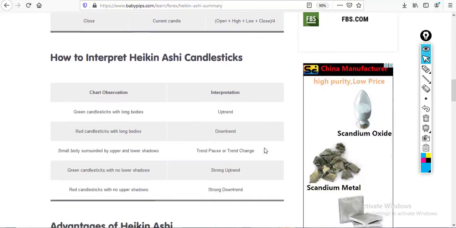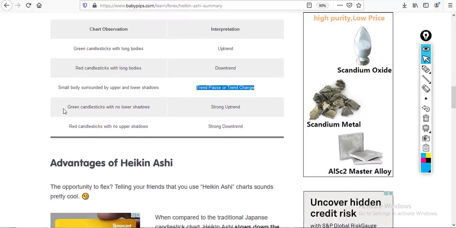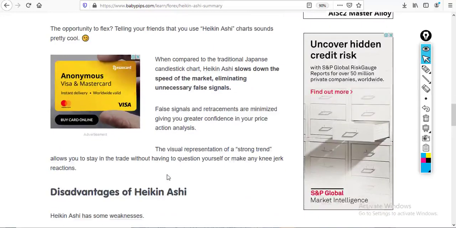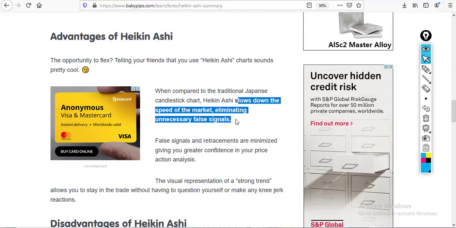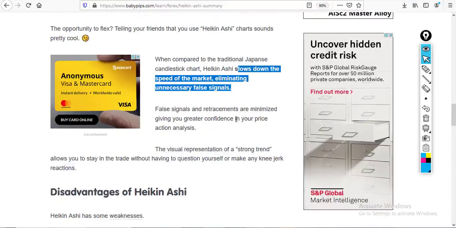So how do you interpret a Heikin Ashi? When the candles are green with long bodies, it's an uptrend. When the candles are red with long bodies, it's a downtrend. When a small body is surrounded by upper and lower shadows, the trend is pausing, consolidating or directionless. Green candles with no lower shadows are a very strong uptrend, and red candles with no upper shadow are a very strong downtrend. Advantages: Heikin Ashi slows down the speed of the market, eliminating unnecessary false signals.